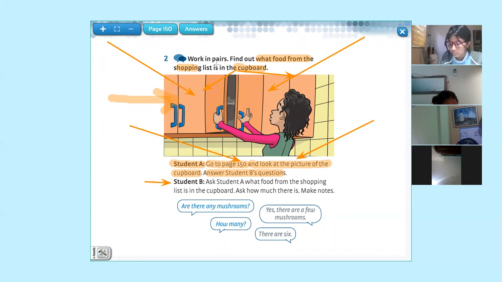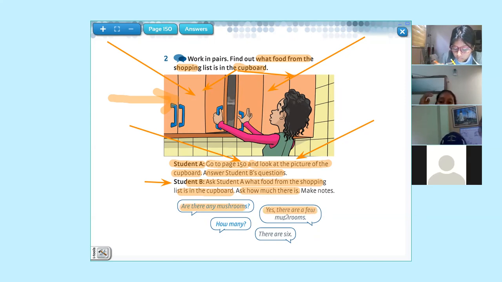Ask student A what food from the shopping list is in the cupboard. Ask how much there is. Make notes. For example, read example number 1. Are there any mushrooms? Okay. What is the answer? Yes, there are a few mushrooms. The question in number 2: How many? There are 6. As you can see here, we have the first group of questions and answers about page 150, okay? That is part number 2.